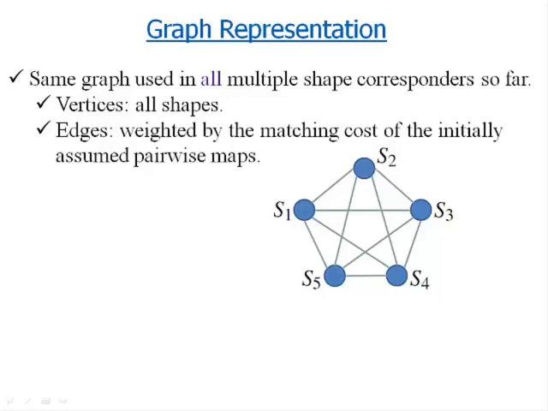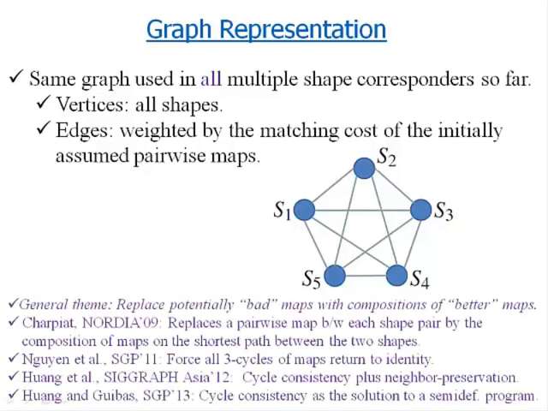Graph representation is pretty important in this multiple shape correspondence business, and interestingly, all the works so far have used the same graph structure, where all shapes are represented as vertices. They are connected by edges that are weighted by the matching cost of the initially assumed pairwise maps. So there is some initial assumption going on, which we avoid, by the way. So the general theme is they replace potential bad maps with compositions of better maps.